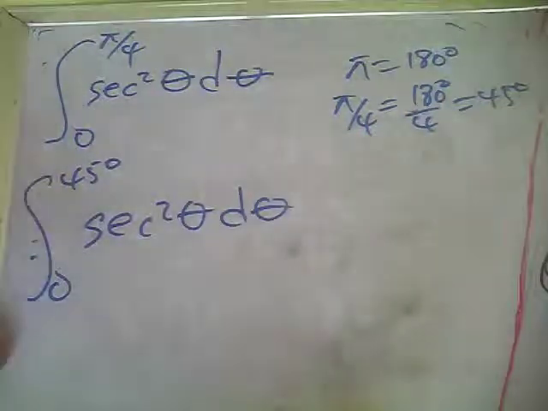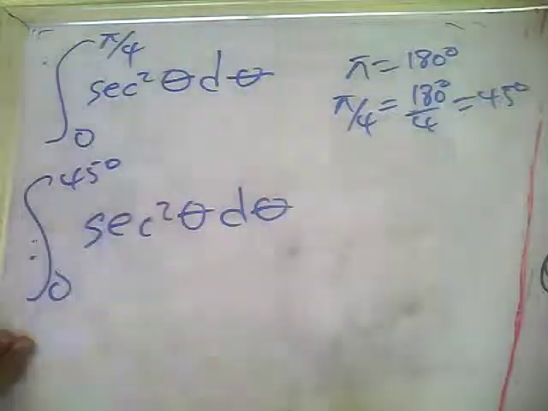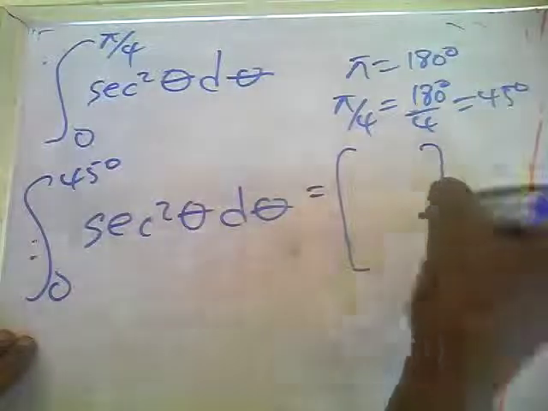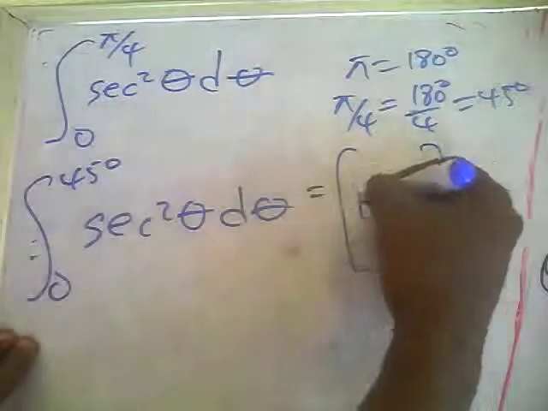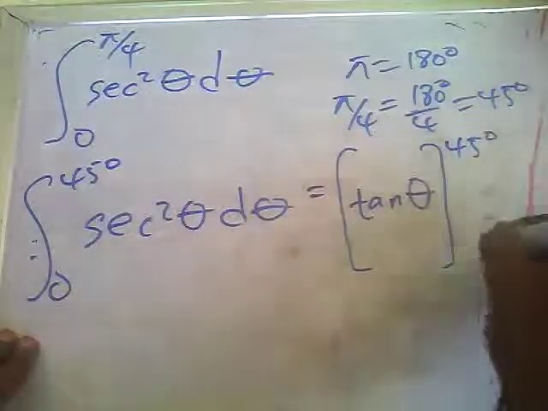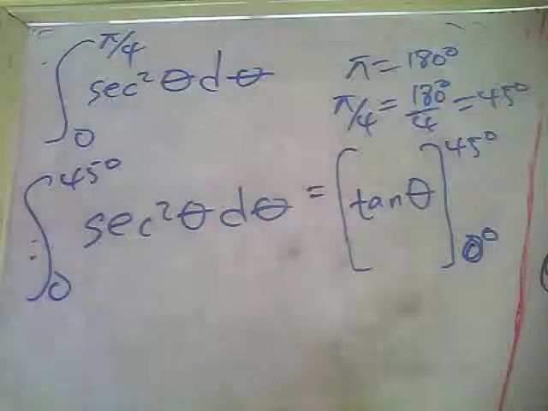Now we have to forget about the limits 0 and 45 for now, and just integrate the function that we have. We open a square bracket. Integration of sec square theta is tan theta, right? Then from 45 degrees down to 0 degrees. So that is what we have here.